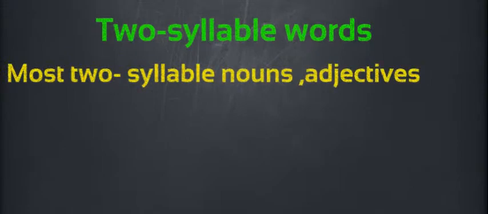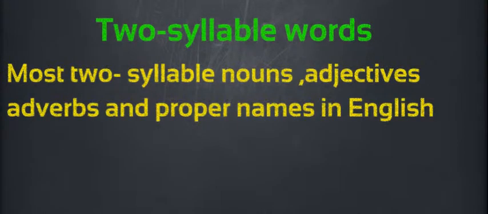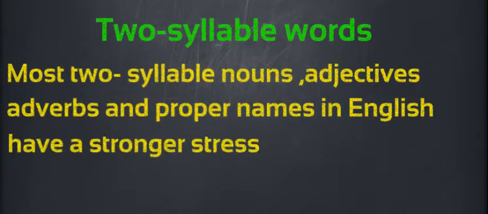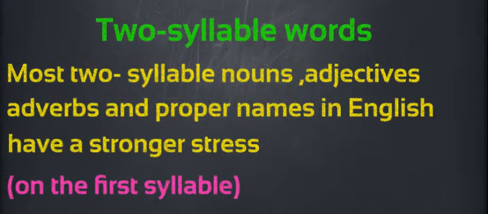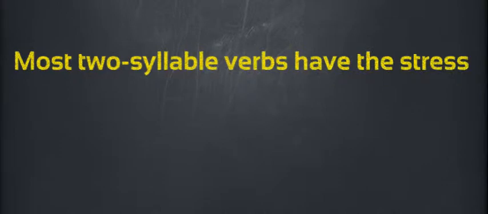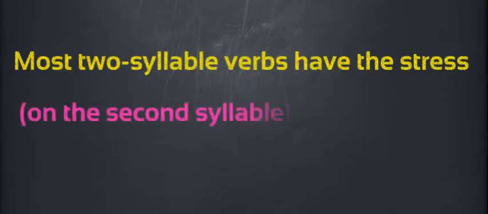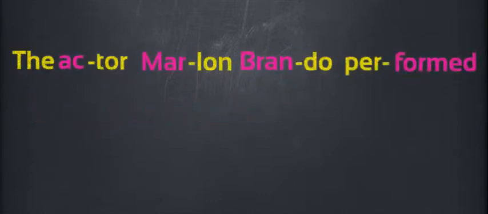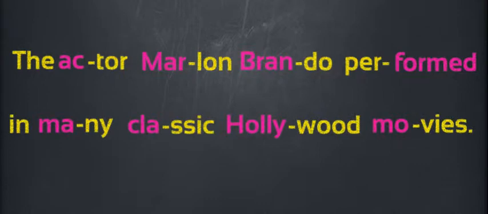Two-syllable words. Most two-syllable nouns, adjectives, adverbs, and proper names in English have a stronger stress on the first syllable. And most two-syllable verbs have the stress on the second syllable. Example: the actor Marlon Brando performed in many classic Hollywood movies.